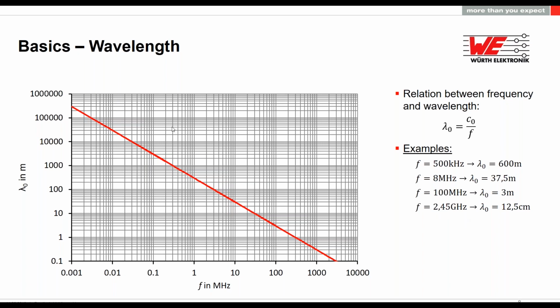Here in this graph, we can see a main overview of all the frequencies until 2 gigahertz, more or less. As you can see, the wavelength decreases as the frequency increases, in a linear way.